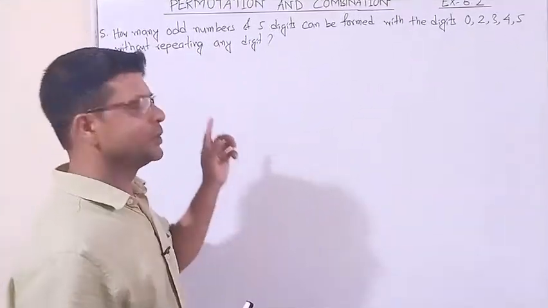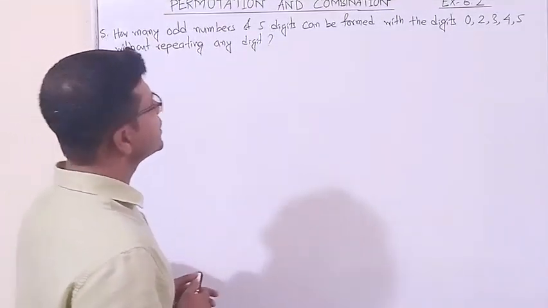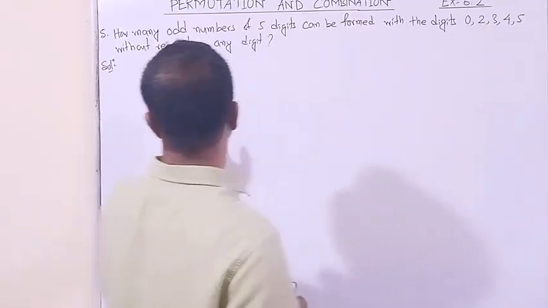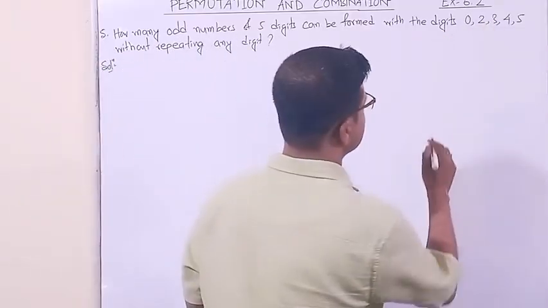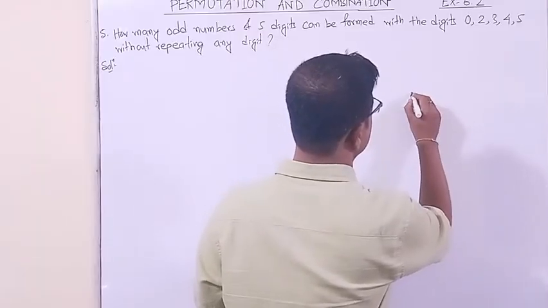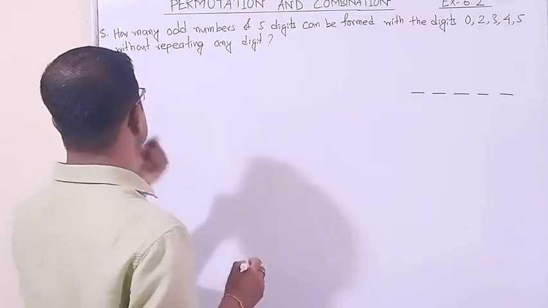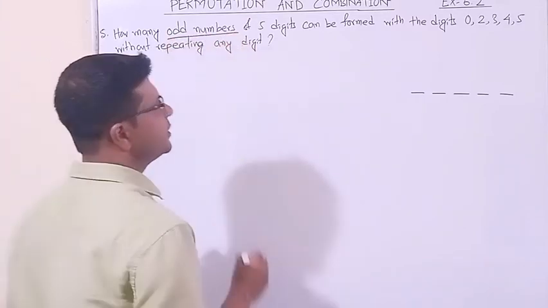Okay. Let us read question number 5. How many odd numbers of 5 digits can be formed with the digits 0, 2, 3, 4, 5 without repeating any digit? This is a 5-digit number. 1, 2, 3, 4, 5. But they have given us a condition: odd numbers.